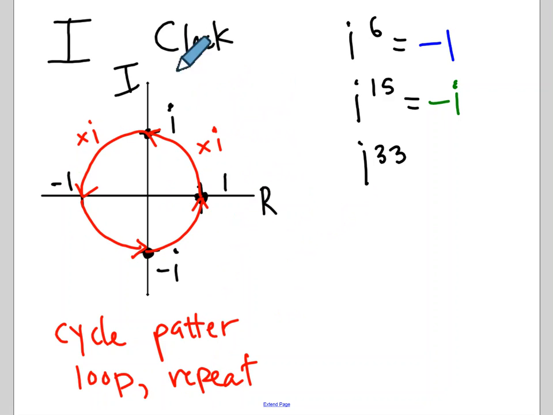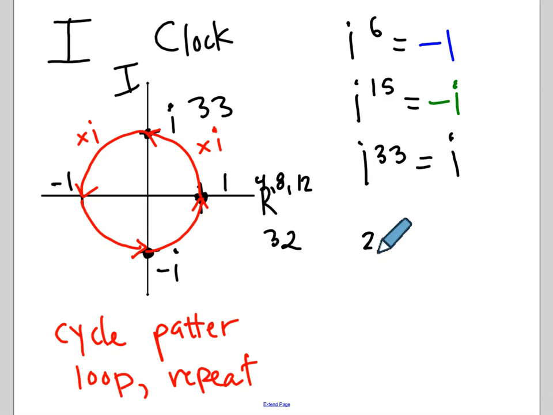So let's see if we can simplify this. This one is the 4. What if I just count by 4s? What's the closest multiple? 32. And then count from there. 32, 33. So this is equal to I. Now, if I look at 33 and I divide it by 4, that's 32 with a remainder of 1.